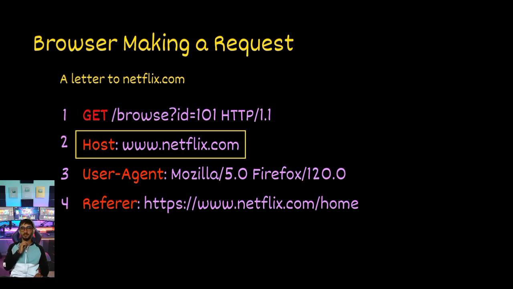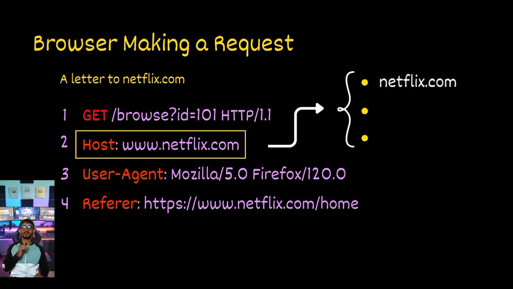The second line is the host line. This tells the server exactly which website we want. This is especially useful when multiple websites share the same server, which is very common in today's internet. Let's say Netflix runs several websites on the same server. For example, netflix.com for global users, us.netflix.com for the US users, and eu.netflix.com for Europe.